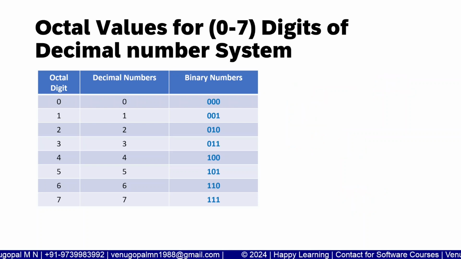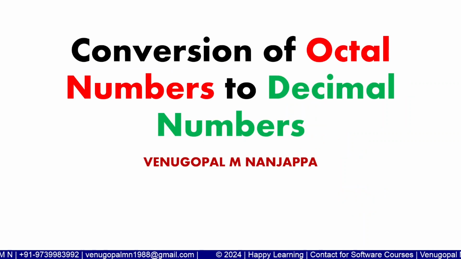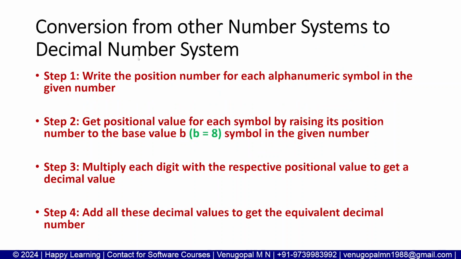Okay. So now let us move on and understand one more important concept, which is conversion of an octal number to a decimal number. Assume that they have given an octal number to you. They are asking you to convert it into a decimal number. How can we do that? Very simple. Conversion from other number system to a decimal number. In our case, the source number system is the octal number system.